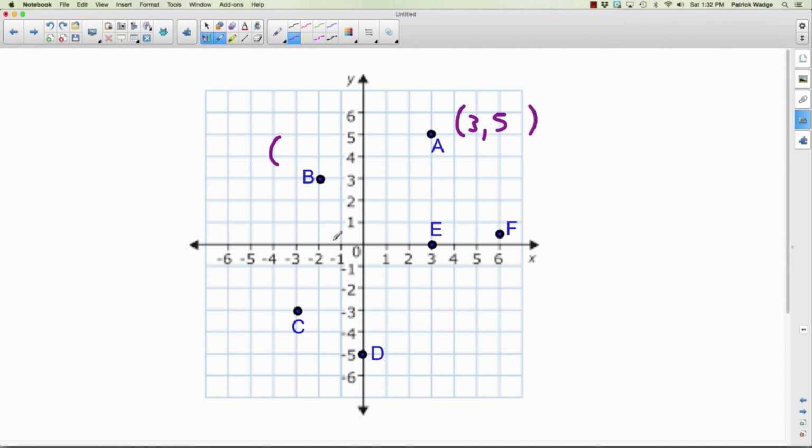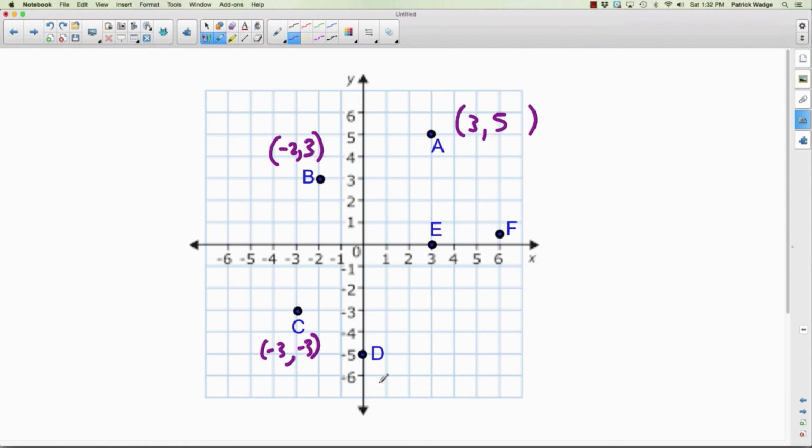B. I start at the origin. I'm going over 2 to the left, so that's negative 2, and then I'm going up 1, 2, 3. So that's positive 3. C, I'm going over 3 to the left, 1, 2, 3, so it's negative 3. And then I'm going down, so it's negative again, 1, 2, 3, negative 3.